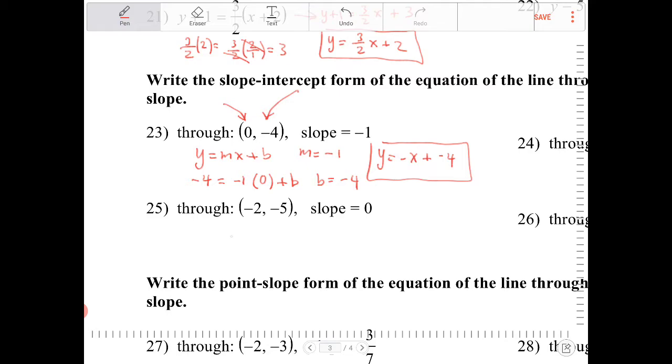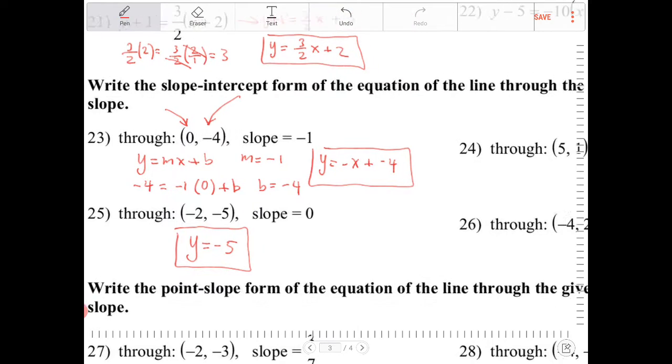Okay. So I want to write the equation of a line where the slope is 0 and passing through (-2, -5). A line with a slope of 0 is a horizontal line. A horizontal line will have uniformly the same y-coordinates all throughout. So therefore, the equation of this horizontal line is y is equal to -5. Let's take a look at the next one.